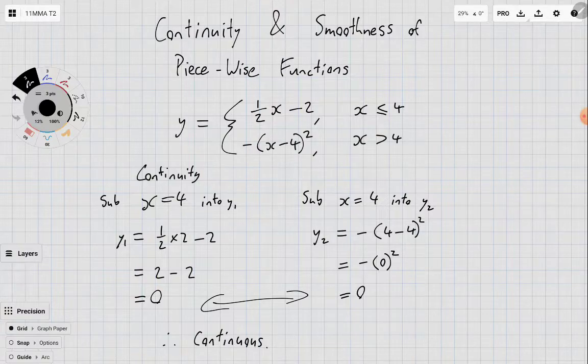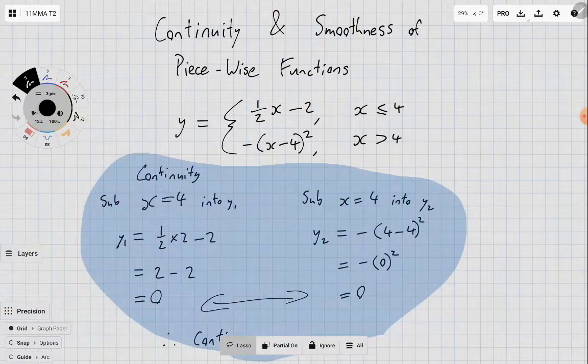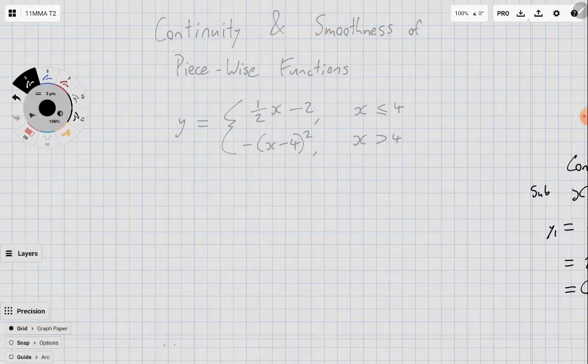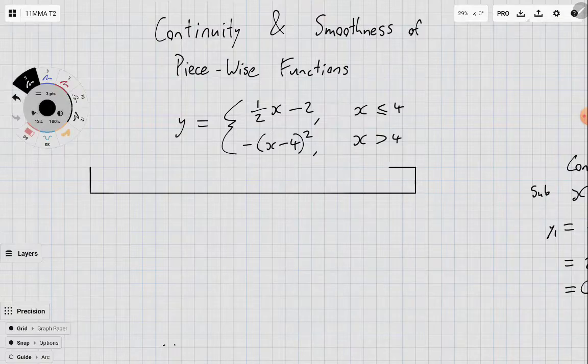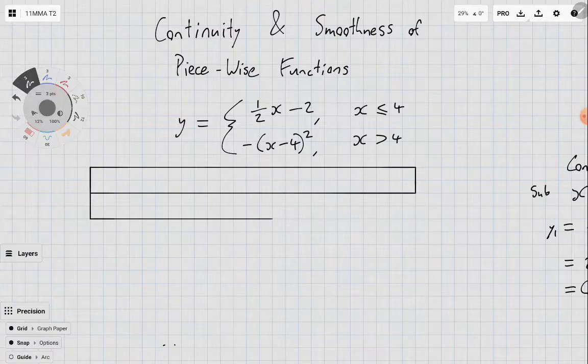Alrighty, so we don't need to do any more work if we were just trying to do continuity. However, we also want to look at the smoothness, and for smoothness, we're going to have to look at a graph of it. So we'll put what we've done to the side, and we will continue on as though we were trying to do it properly. So let's draw up a table of values so we can sketch this function nice and easy. So we've got x and y.